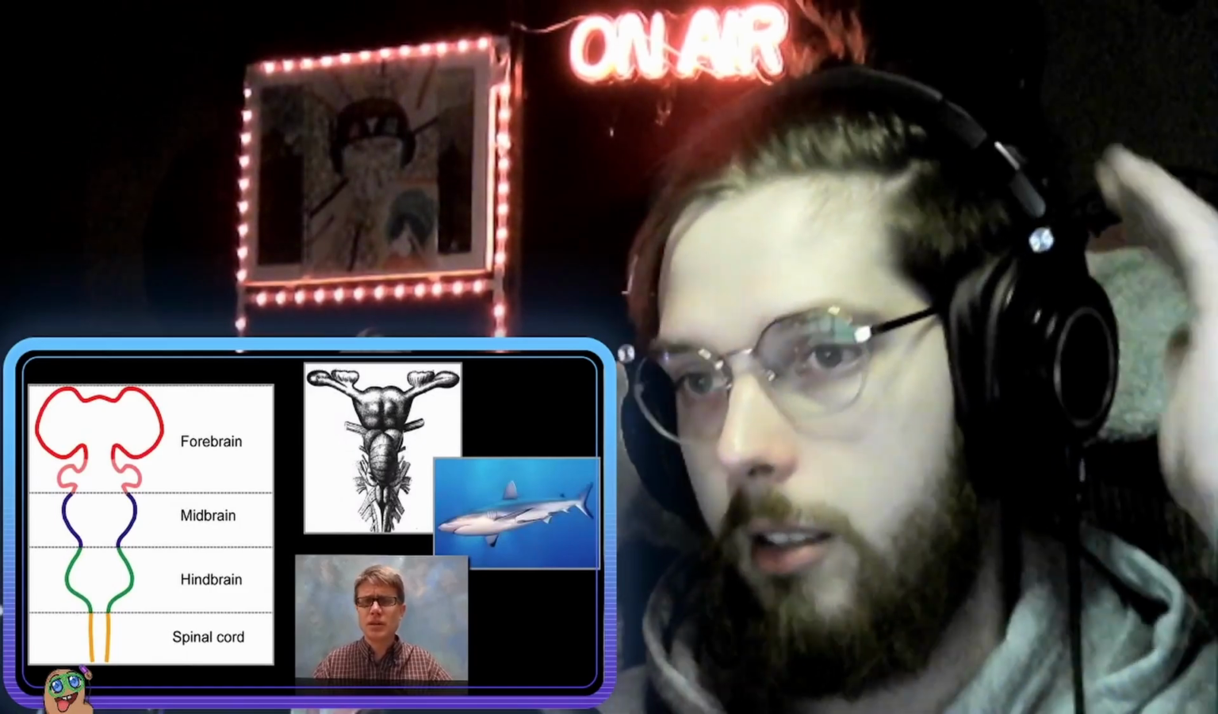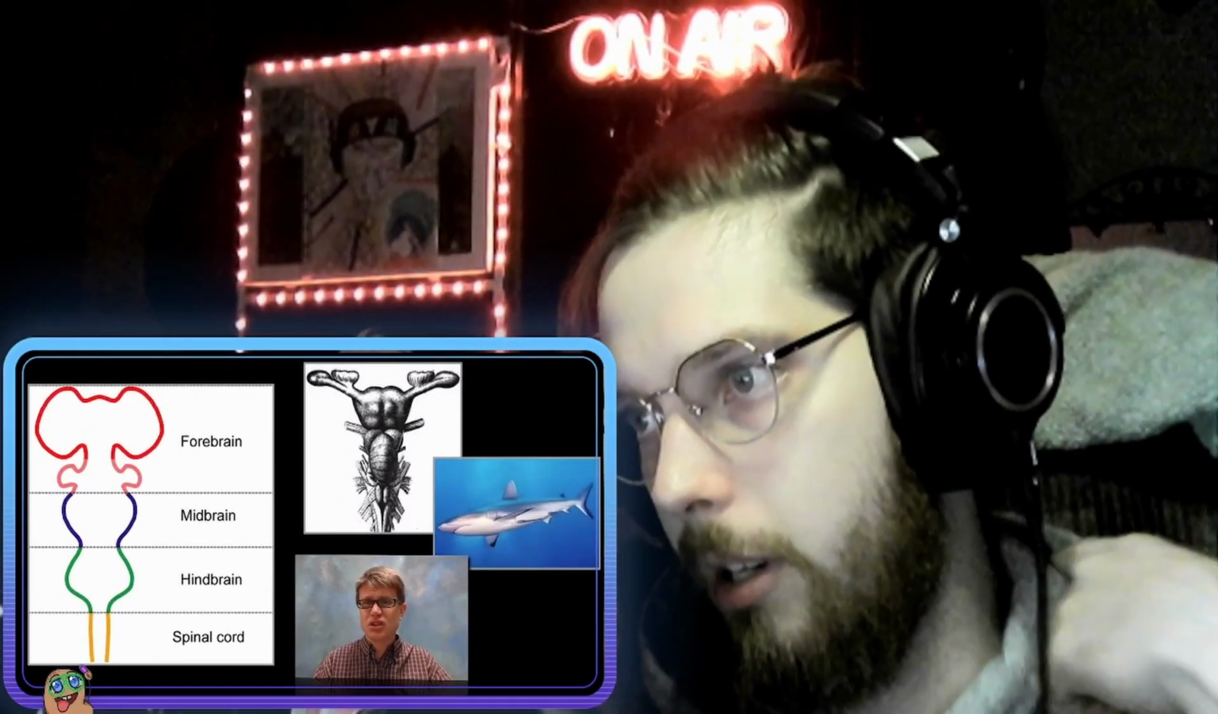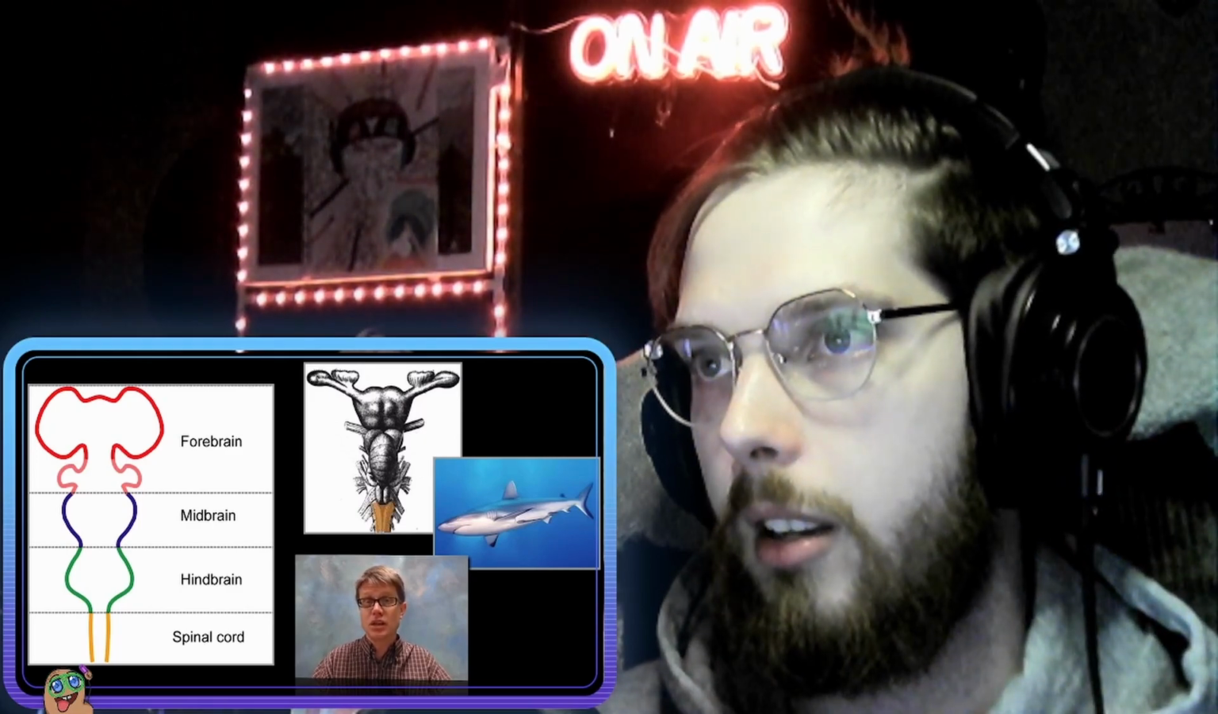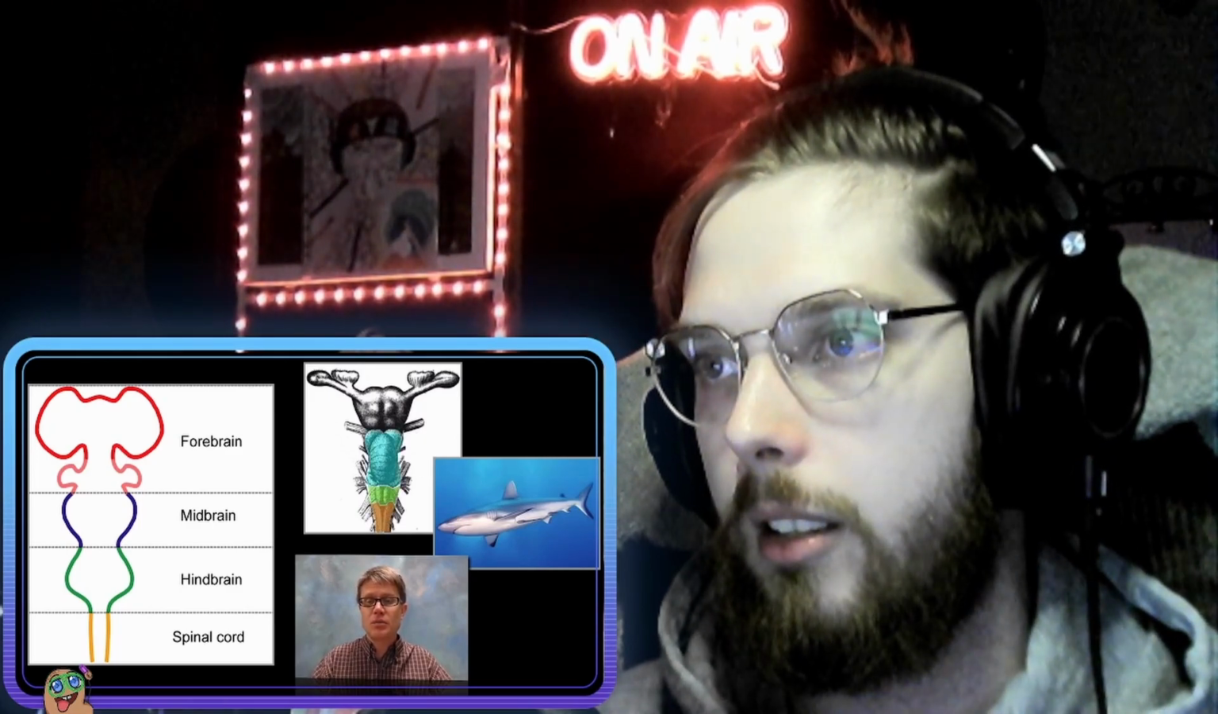Hindbrain is the back, and the forebrain is the front. If we look at something like a shark, it pretty much looks like that primitive brain. You can see down here we've got the spinal cord. That's a shark's brain. That's epic. We then have the hindbrain, the midbrain, and the forebrain.